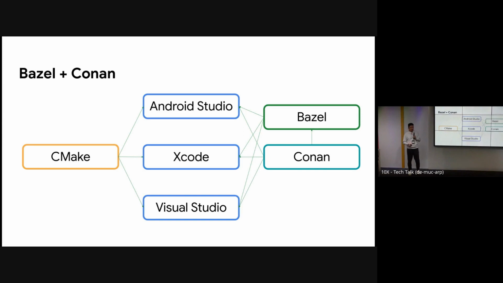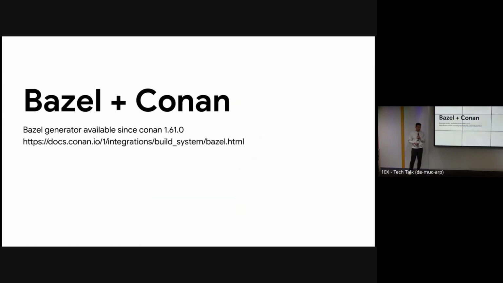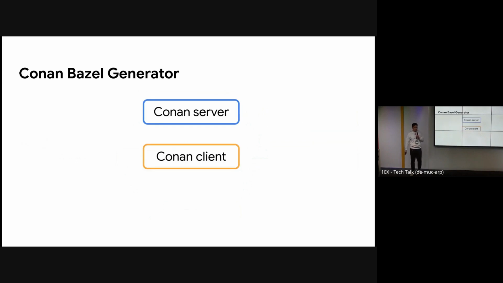Now, Bazel also needs to share the third-party dependencies managed by Conan. Luckily, there was already a tool for this. It's called the Conan Bazel generator. It's available since Conan 1.61. Now, the generator works like this.